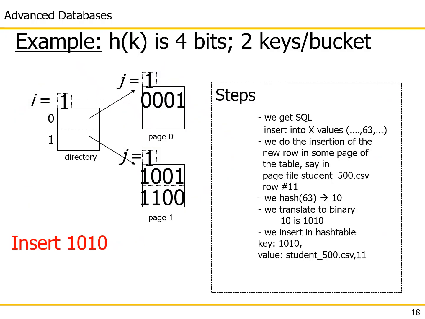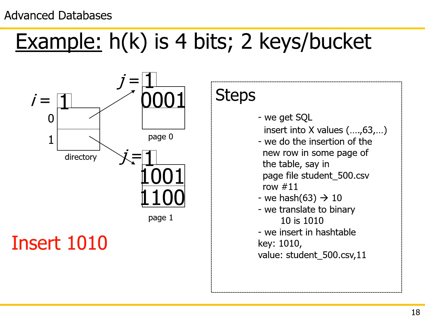Okay, so let's see an example of inserting into the extensible hash table in order to understand how it works. What you see on the left is an extensible hash table that has already been created. I'm showing it to you after the insertion of 3 rows into the table. And as I mentioned before, the extensible hash table consists of 2 components, the directory and the pages.